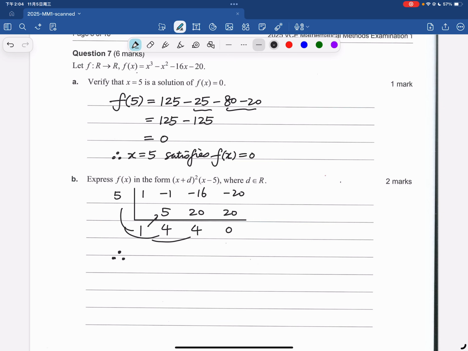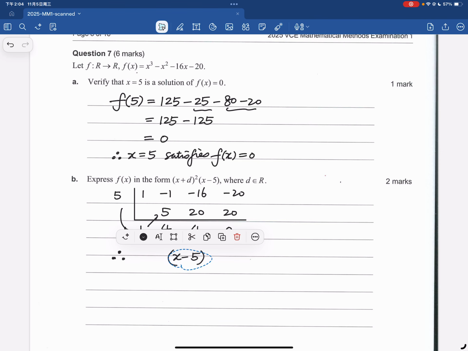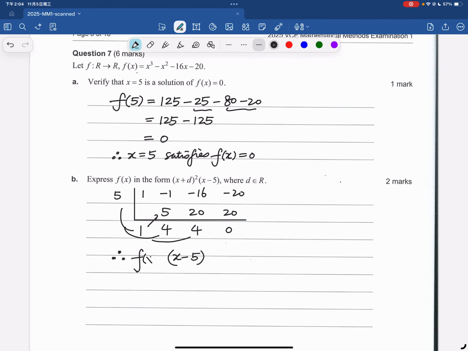Therefore, let me just write it properly. This is a factorized form of f of x. x minus 5 is a factor. Then you have x squared plus 4x plus 4. That comes from the coefficients here. And then this is a perfect square. You write x plus 2 squared times x minus 5.